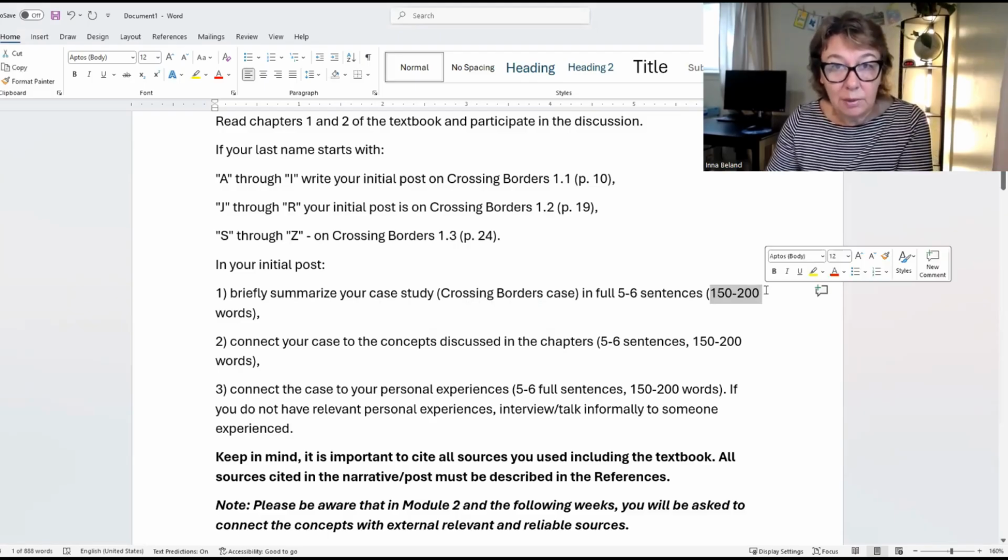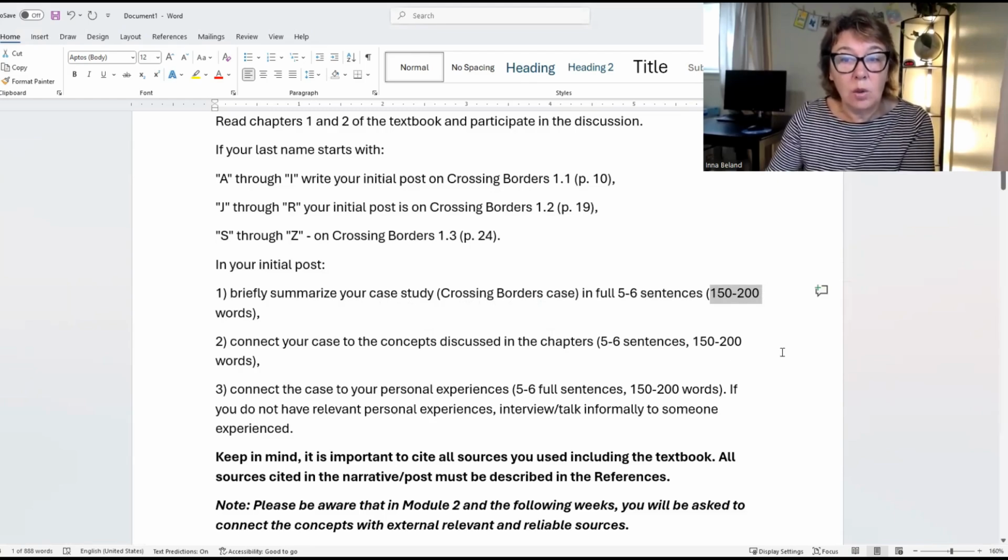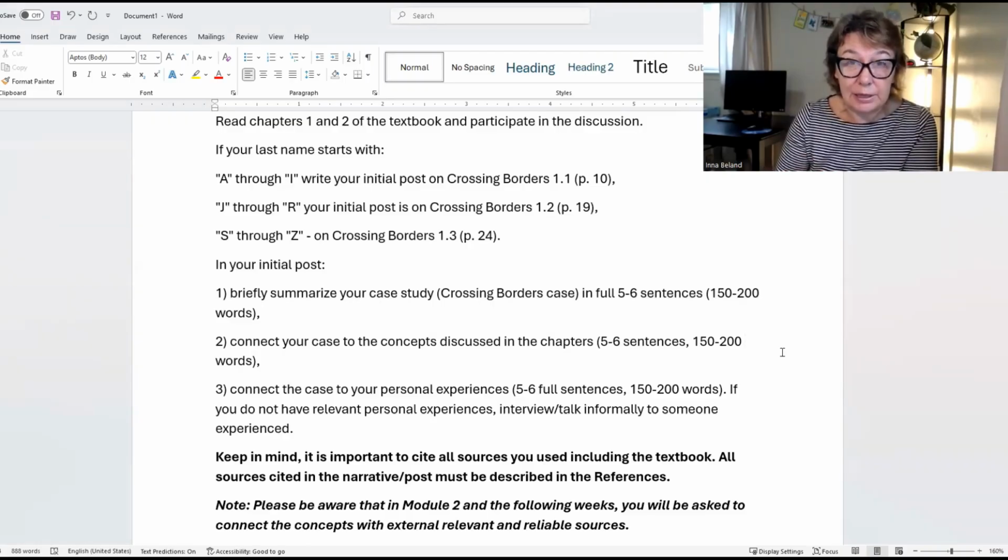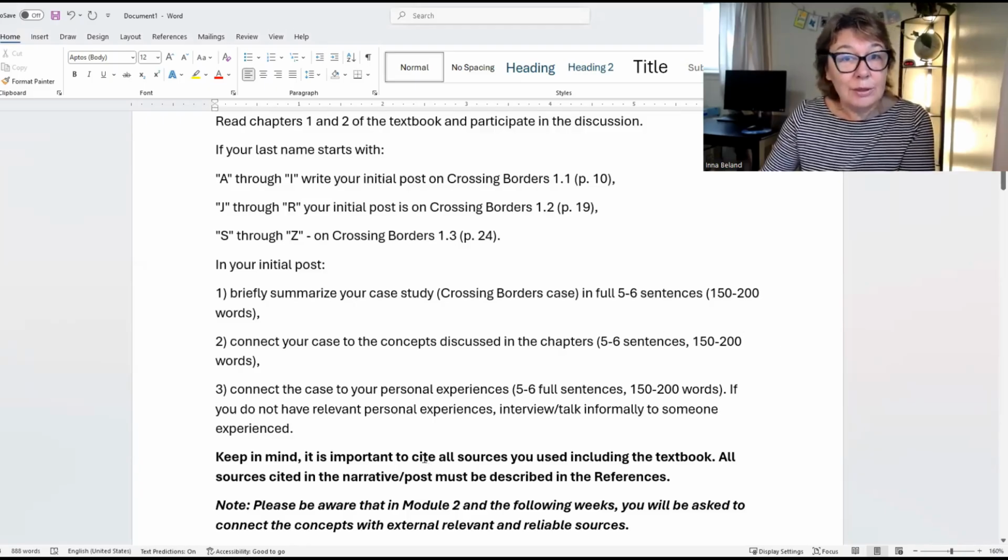Of course, it is a minimum requirement. Students are always encouraged to write more. More writing means an opportunity for students to get in deeper discussion, deeper analysis, which is very important. I also remind students to cite all the sources of information that they used. For example, in this particular discussion, they are required to cite the textbook because they are using the textbook.